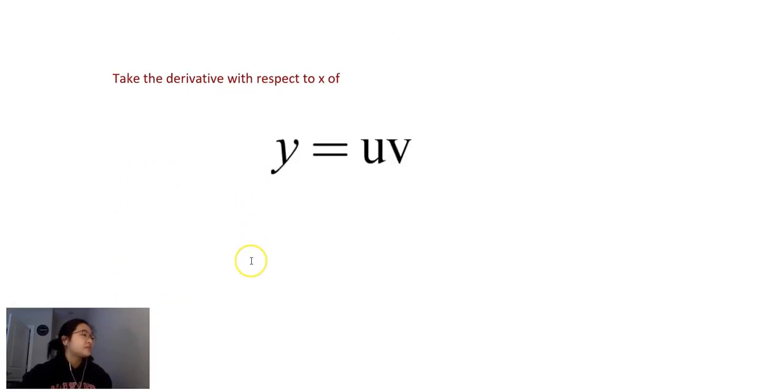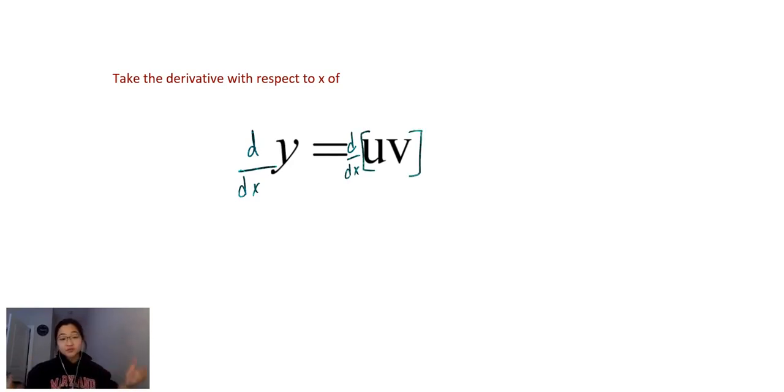So, let's take the derivative with respect to x of y equals u times v. Do you see any x's in here? No. So, when we take our derivative, oh, that's an ugly color. That's not ugly, it's just not the lovely ocean. d/dx of both sides.